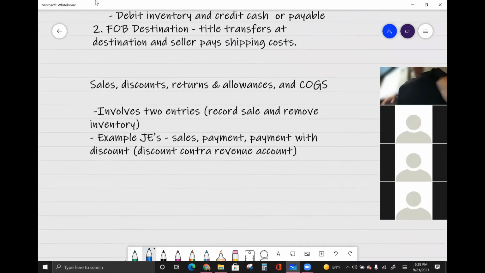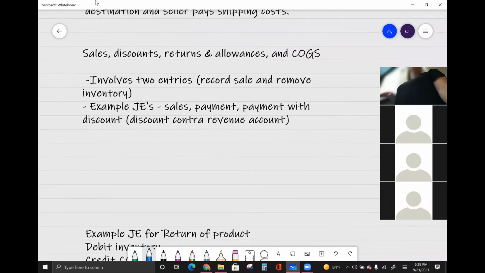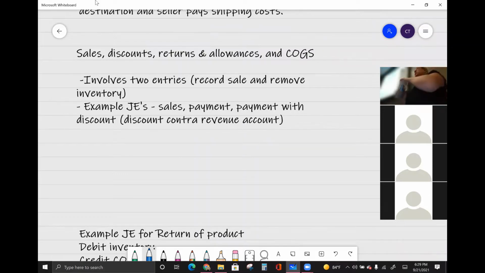Okay. So now, that's the purchasing side. Let's look at the sales side. Do you have any questions about the purchasing side?